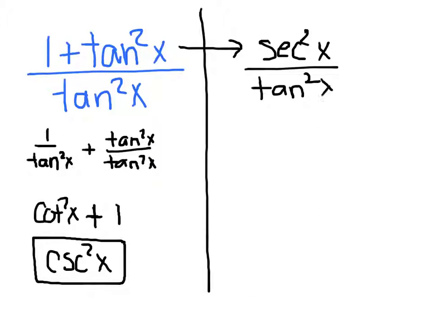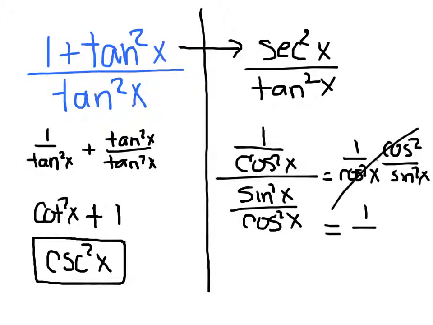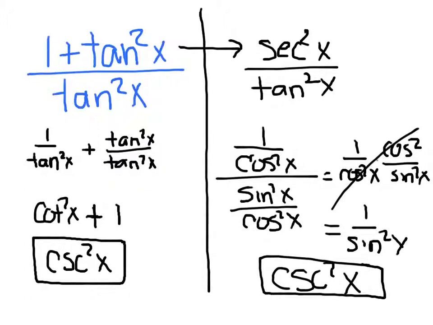Now you're not doing this wrong, but secant x is 1 over cosine squared x, and tangent x is sine squared x over cosine squared x. And now you have to do the flip and multiply thing, so this is 1 over cosine squared times cosine squared over sine squared. The cosines cancel. That's 1 over sine squared x, which is cosecant squared x. Okay, so I shouldn't have said right and wrong. I should have said 1, 2, 3 steps to an answer.